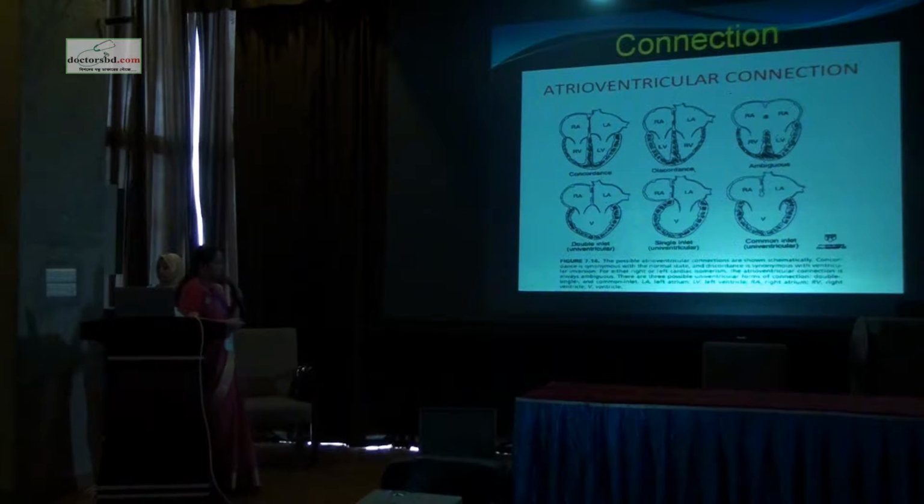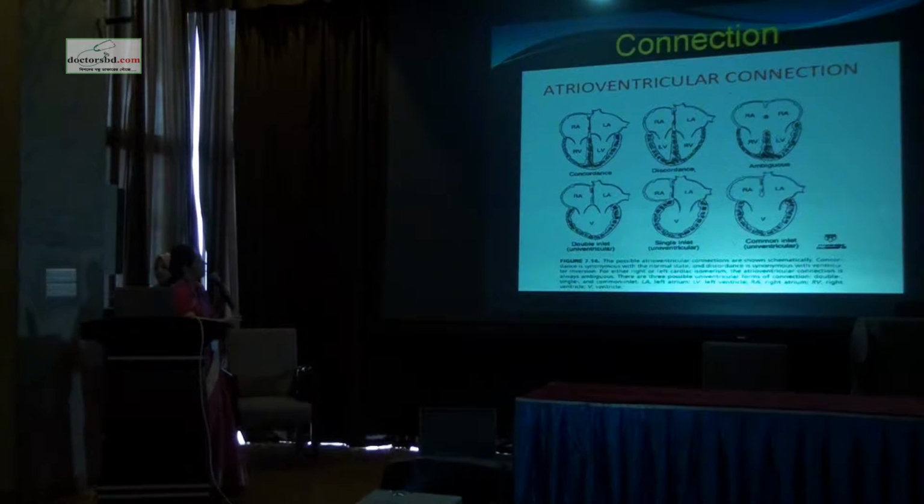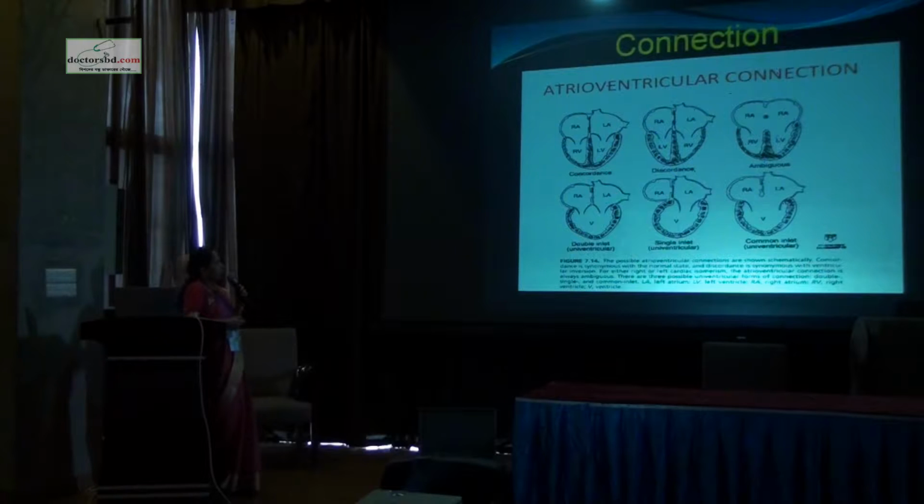This is a connection. Concordance is normal connection, that is, RA always connected to RV and LA connected to LV. But other abnormalities are discordance, ambiguous, double inlet, single inlet, etc.